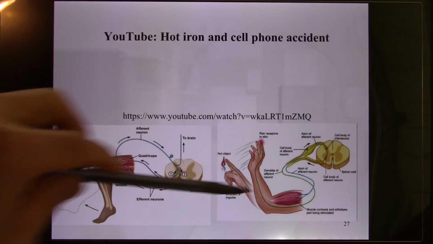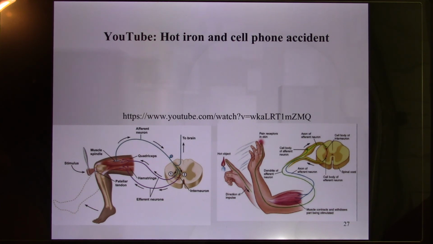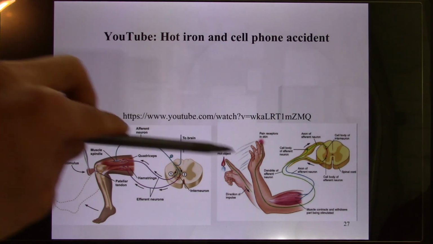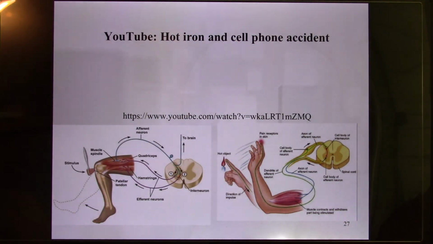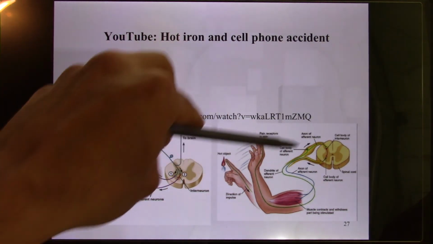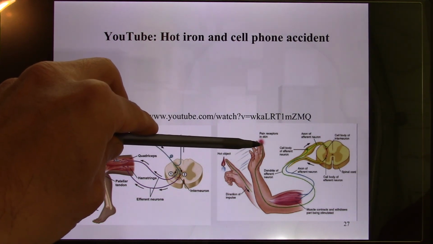And when this happens, there's a video, if you are interested, you can take a look. This guy used a cell phone while he was ironing his clothes, and he grabbed the wrong one, right? So he quickly threw the iron away. That's when we appreciate the spinal cord's function. It's not designed to think, it's to quickly move your hand back to decrease the damage.